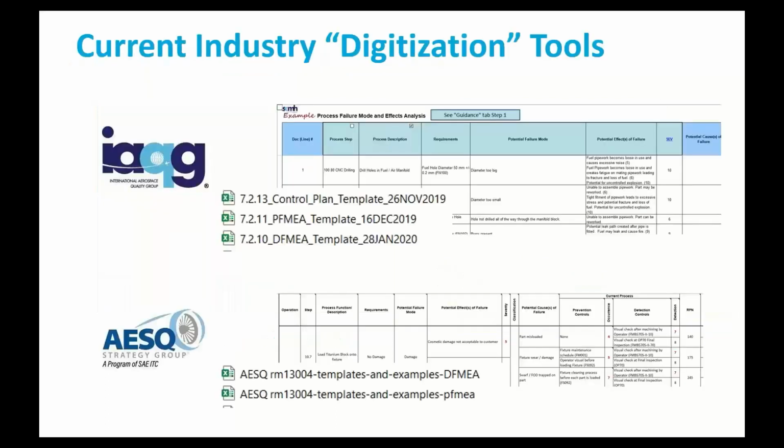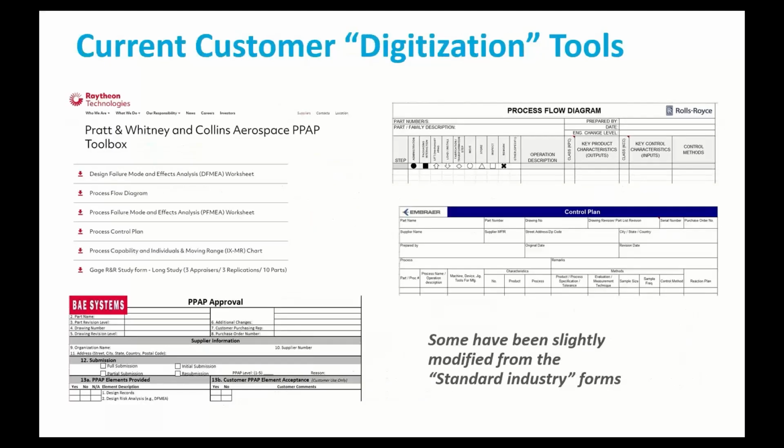Now, here's the state of aerospace PPAP digitization tools. Both of these great organizations have published spreadsheets or templates, and that's kind of what we're using so far, but we can do better. Now, just as a quick note, some of the larger companies take the forms and mess around with them a little bit. They may say, we don't call it operation, we call it process. Not a big deal. Unless you forget to use their form, or worse yet, use another customer's form and send it to them.